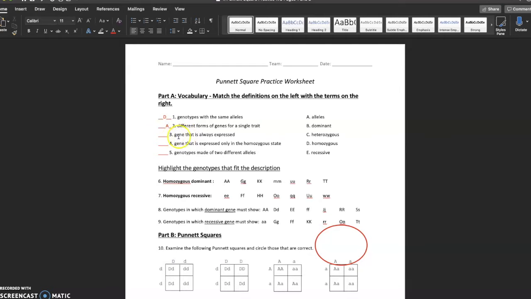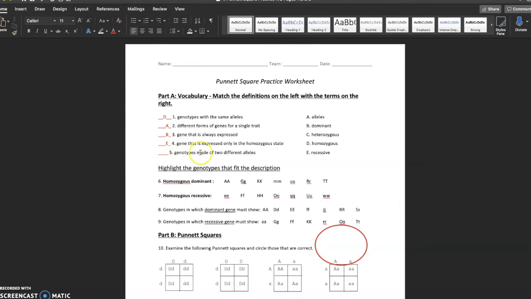Number 3, a gene that is always expressed. That's going to be the dominant. So that's going to be the one that always wins every single time. So that's B. Number 4, gene that is expressed only in the homozygous state. So that's going to be your recessive alleles. Those are going to be the ones that have to have 2 copies in order to see them.